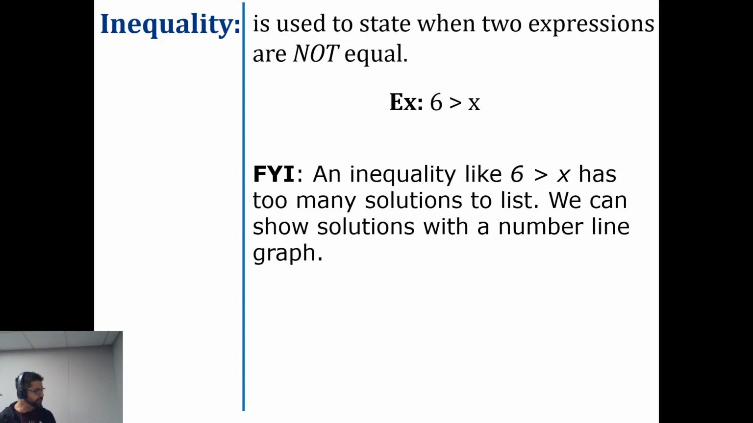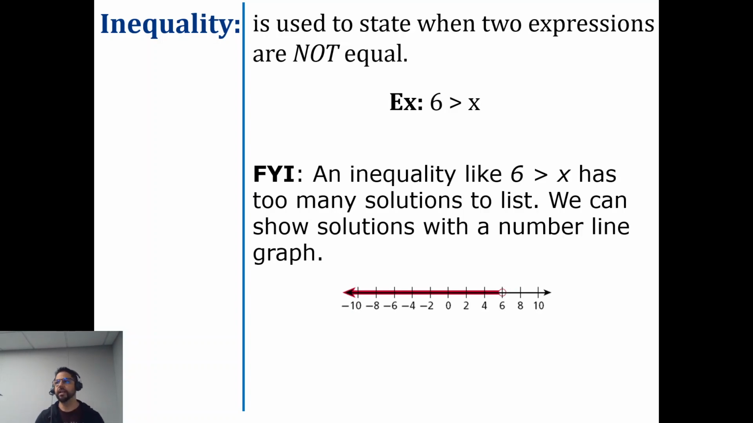So it says too many solutions to list. So for example, x is less than 6, which would be 5, 4, 3, 2, 1, 0, -1, and so on. But it also includes fractions and decimals. So again, too many to list, so we're going to make a quick number line. So the way that we'll remind you again from 7th grade is, first of all, what's the important number? Is it an open dot or is it a closed dot? And which way is the shading going to go?